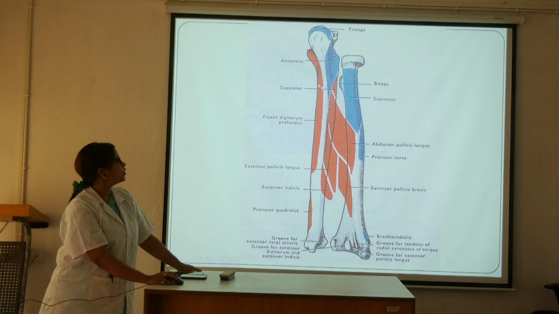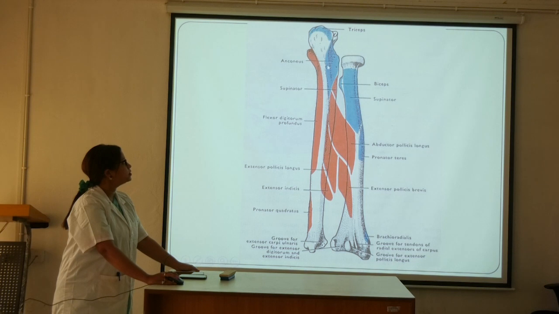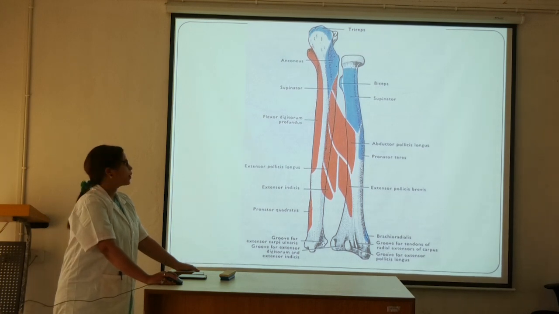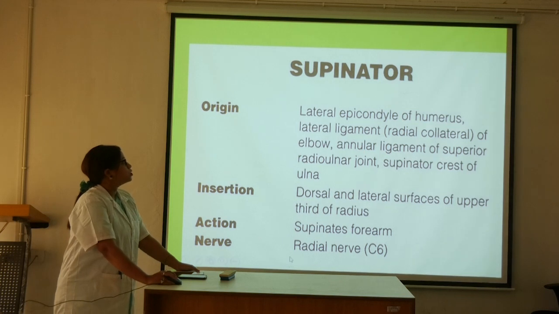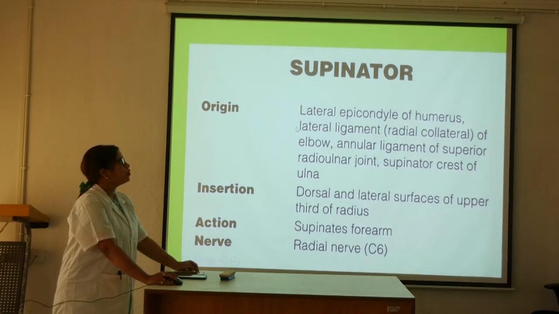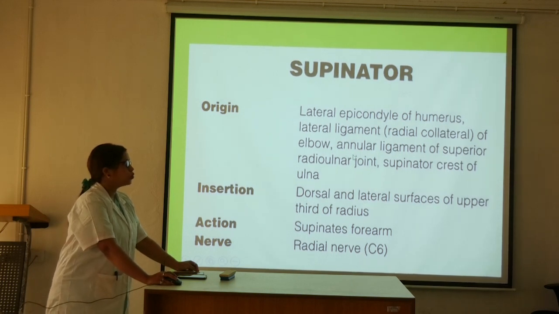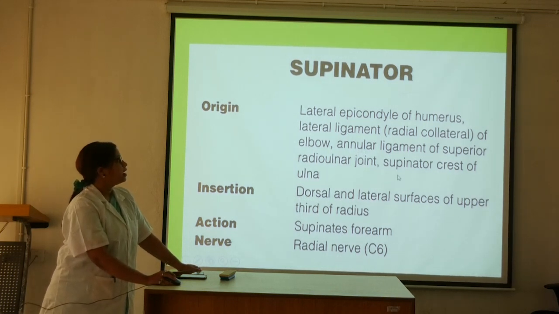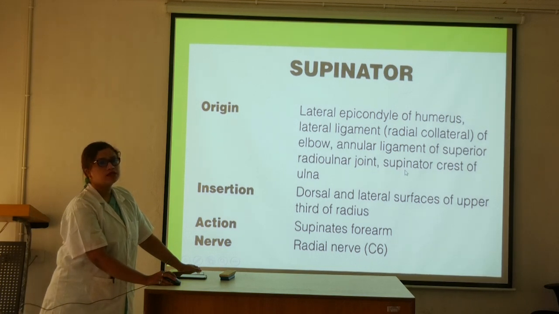Okay, so this is showing the different origin and insertion. This is the origin of supinator. This is the origin of anconeus. So both muscles originate from ulna. Now the supinator, I told you it has two heads. One is superficial, another one is deep. The origin is the lateral epicondyle of humerus, along with the lateral ligament, that is known as the radial collateral ligament, and the annular ligament. Okay, and the insertion is where? And this is another one, the supinator crest.